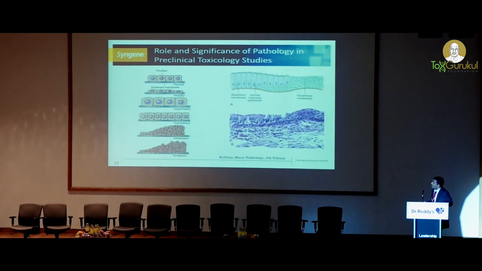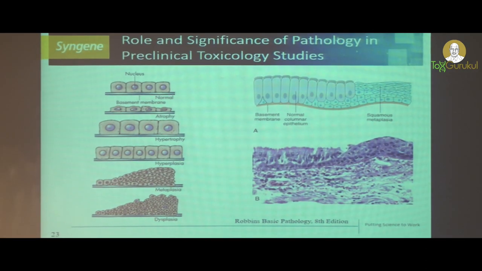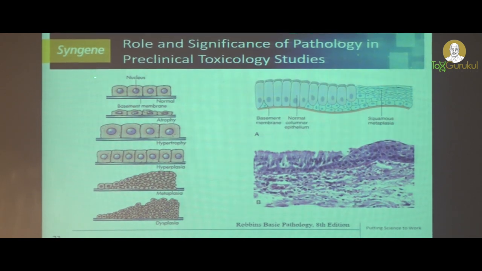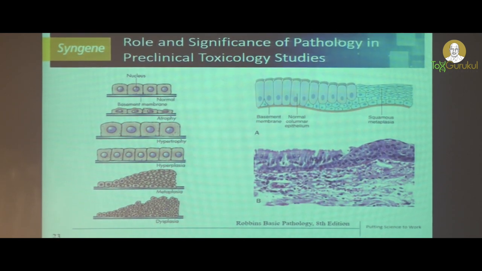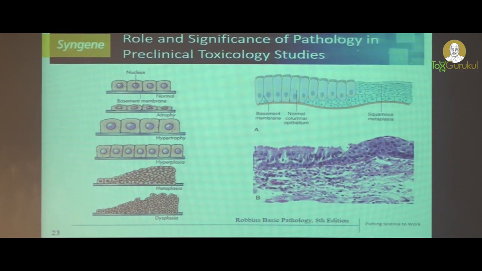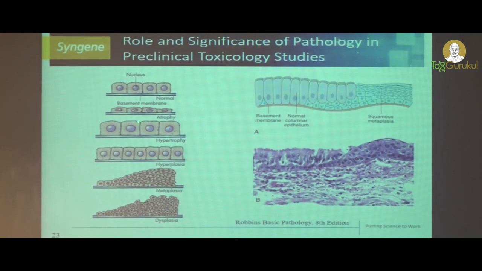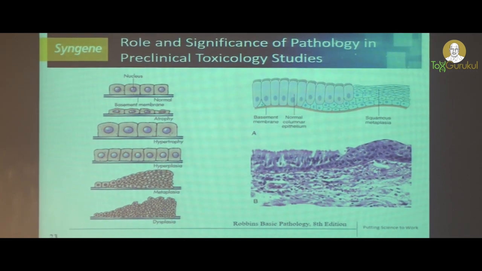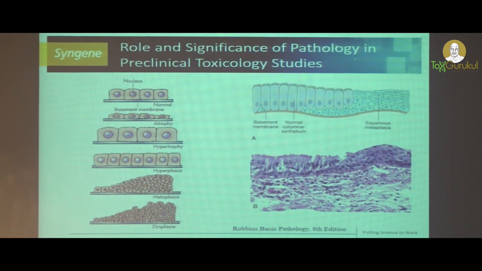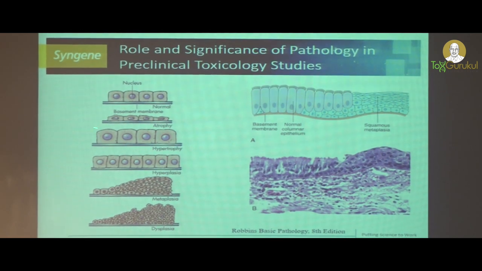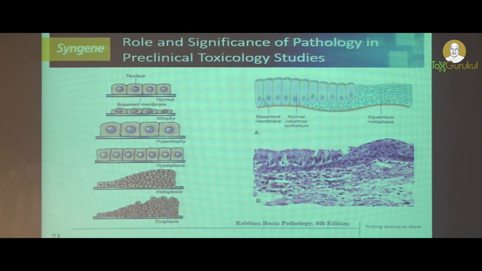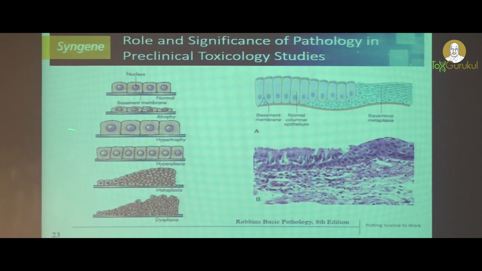So, some other basic changes. This is a normal epithelium, the nucleus followed by the cytoplasm. This is the normal one. Exposure to the toxicant may cause atrophy. Atrophy means the cell size decreases, so organ size decreases and organ weight decreases. And this is hypertrophy. Hypertrophy means enlargement of the cell. So here organ size increases and organ weight increases. And hyperplasia is an increase in the number of cells.